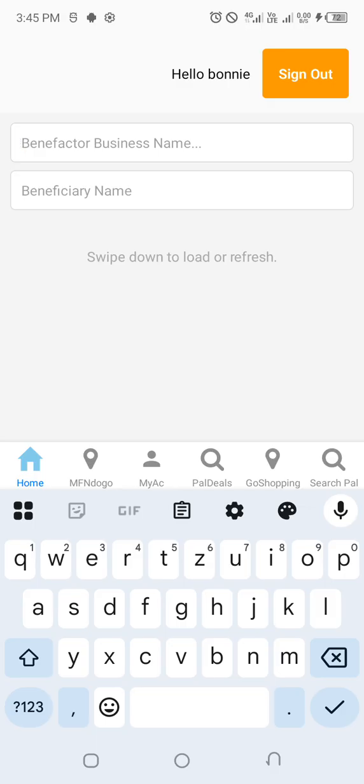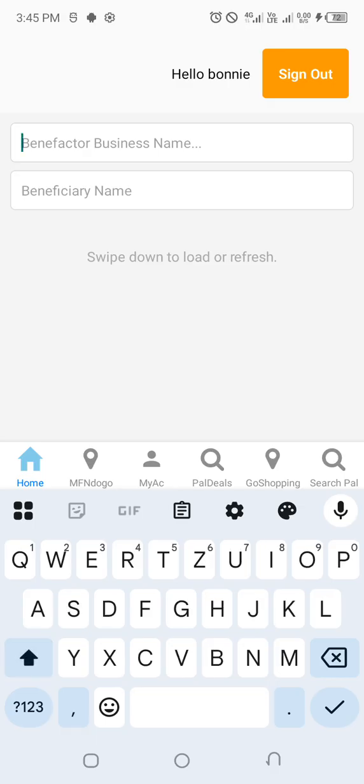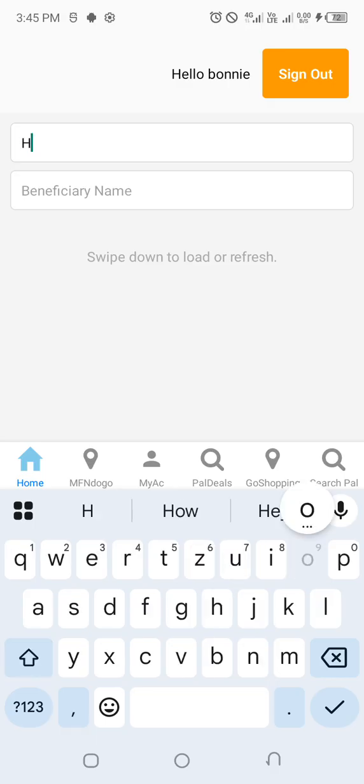Remember, there was a product creator, but the benefactor is the person who linked the beneficiary to the product. So, and the benefactor business name, I think, let's see if Horizon has Horizon, and then the beneficiary is, let's see.